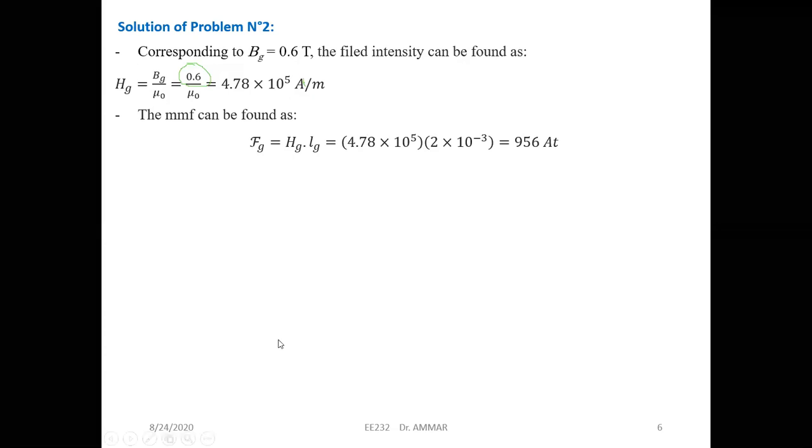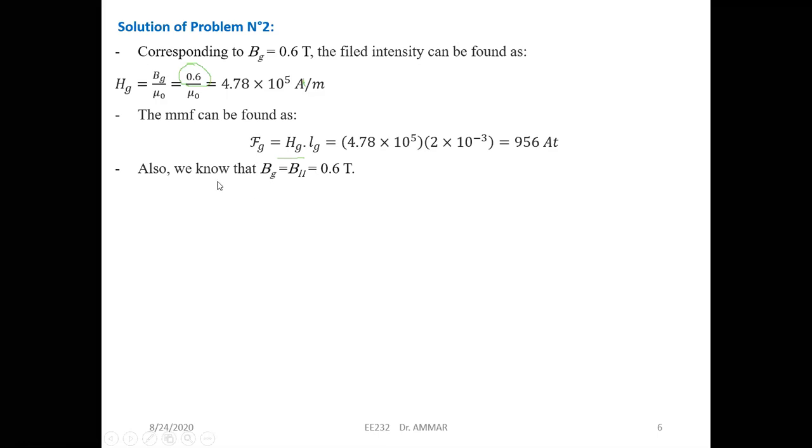Hg can be found from Bg, which is the required flux density, and Lg, of course, the length is given. So according to this expression, the MMF can be found from Hg times Lg, and it's equal to 956 ampere turn.